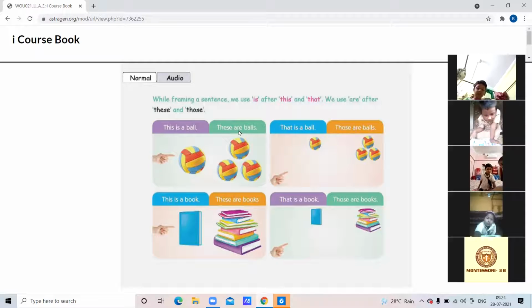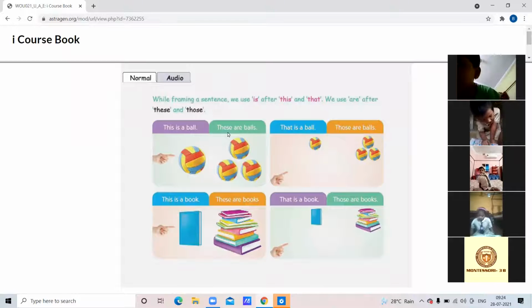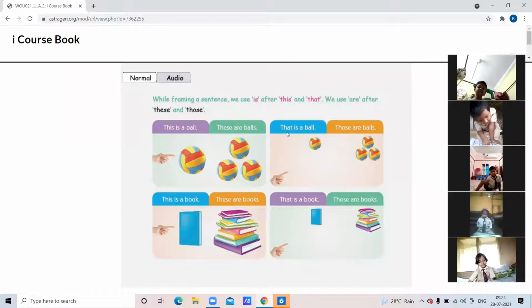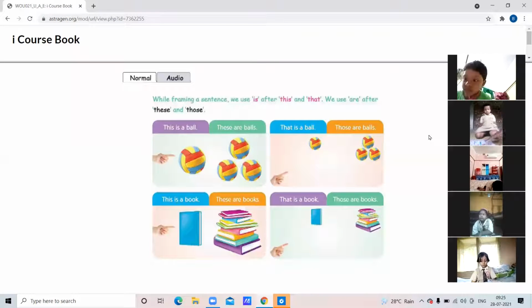This is our book. This is a ball. These are balls. This is the ball. Those are balls. Okay, Sampriti. Okay. Now, Prakriti, you read.